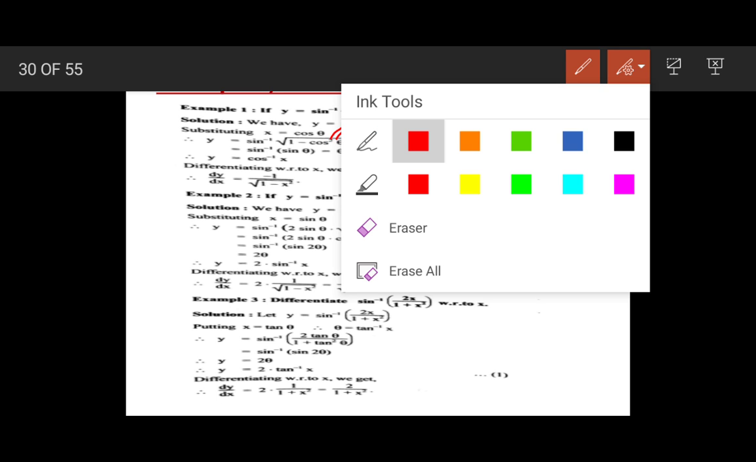So first example, as you can see, the question is: if y is equal to sin inverse root of 1 minus x square, then find dy upon dx. Okay, here y is given as sin inverse root of 1 minus x square. Now root of 1 minus x square is given, so either you can substitute sin theta or cos theta, but here outside, sin inverse is given, and that's why we are going to substitute x as cos theta.